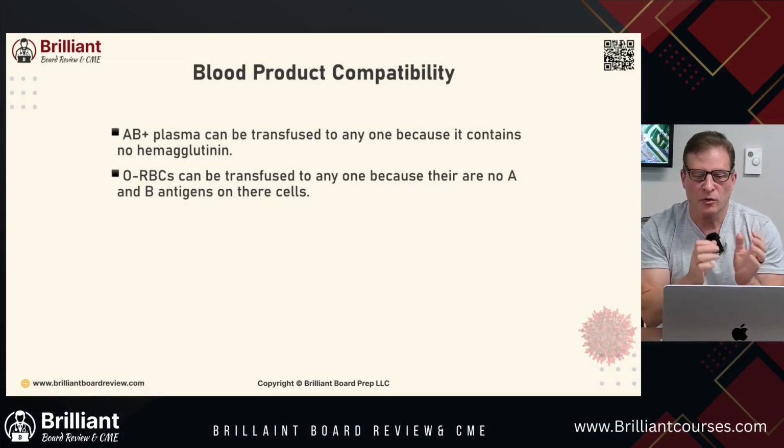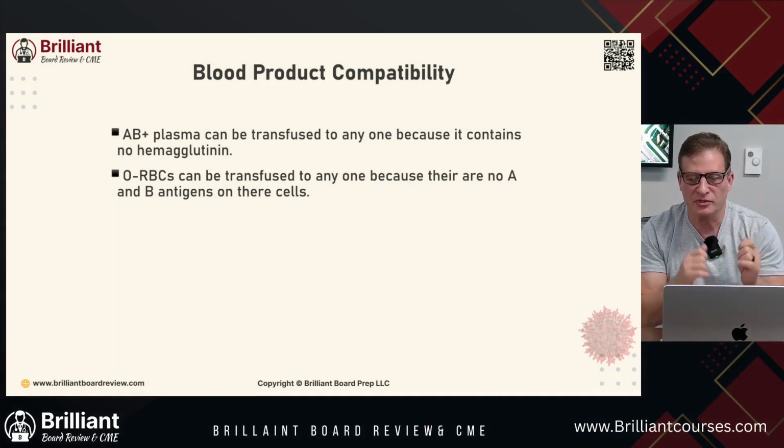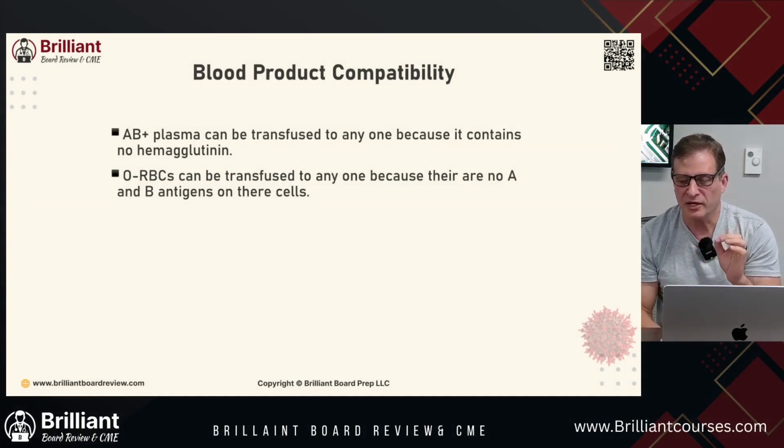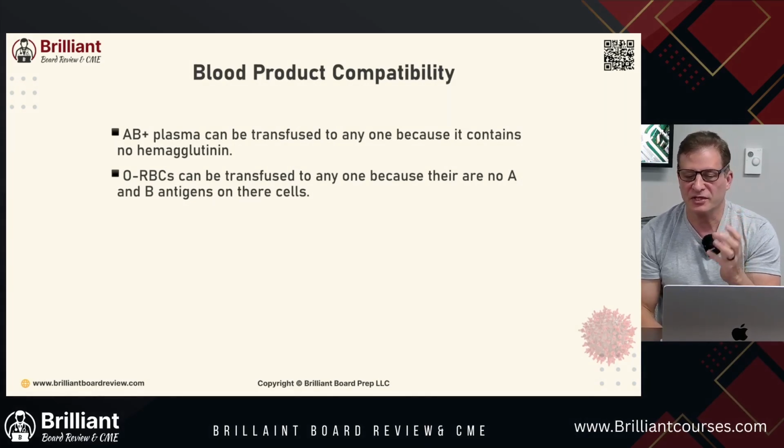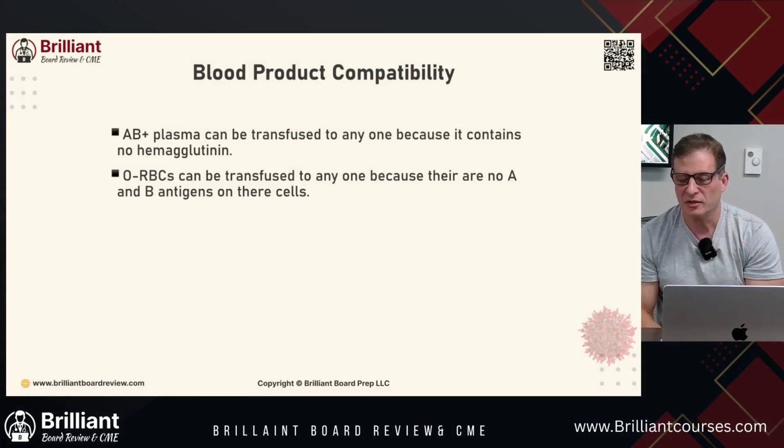O negative RBCs can be transfused to anyone because there are no A, B, or Rh antigens. Remember, type O negative is considered the universal donor for RBC transfusion. It lacks A, B, and RH antigens. O negative RBCs can be given to any ABO and RH type in emergencies. For routine practice, you need to match the ABOs.